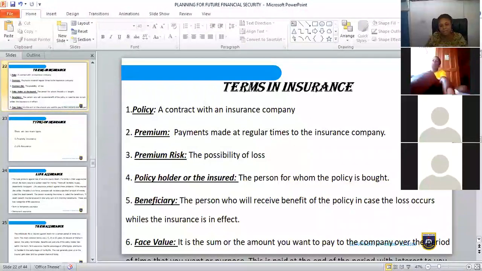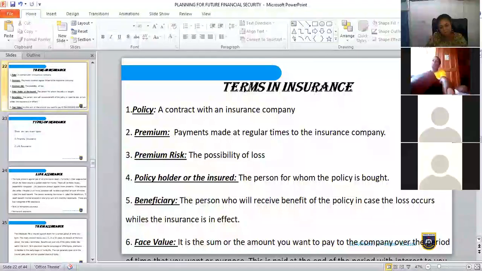The second term we'll talk about is premium. Payments made at regular times to the insurance company are what is referred to as premium. So you just say, I'm going to pay my premium, or your policy premium, meaning the regular payments you make. That is a premium.